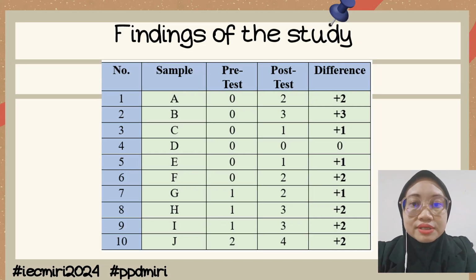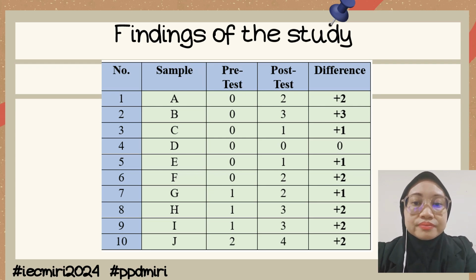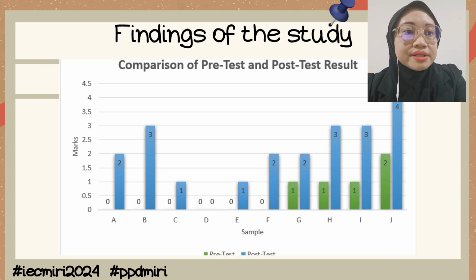This is the findings of the study. Out of 10 samples, there are differences between pre-test and post-test for 9 samples, 9 students. Only 1 student shows no difference in the study because the pre-test and the post-test has the same score. This is the comparison between the pre-test and the post-test for all 10 samples. Now, if you notice, only sample D shows no differences.